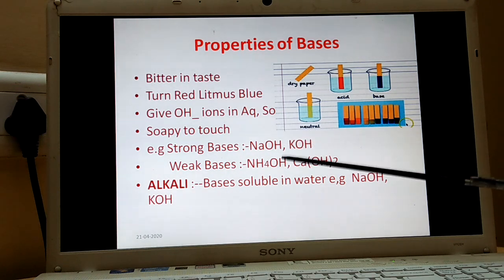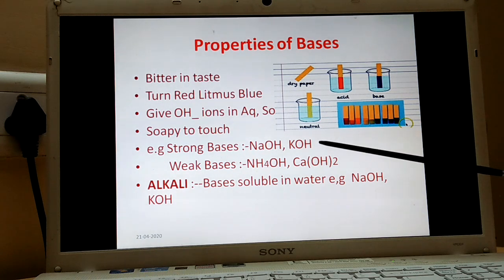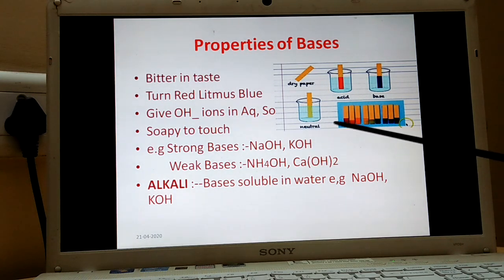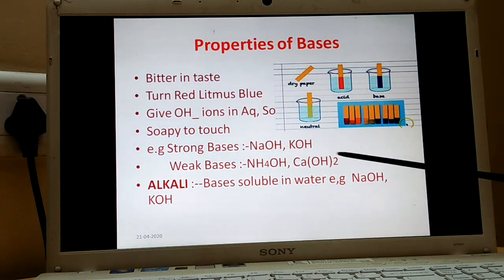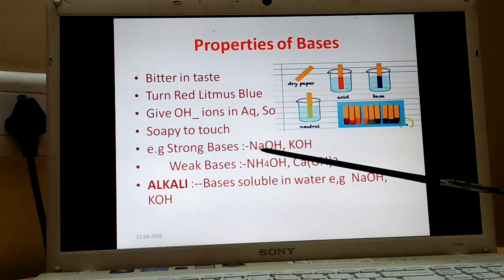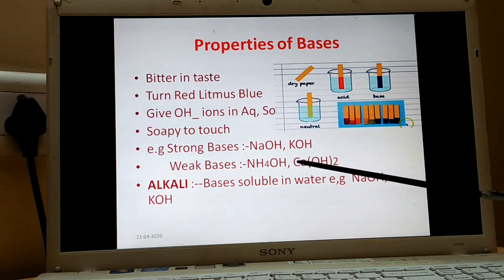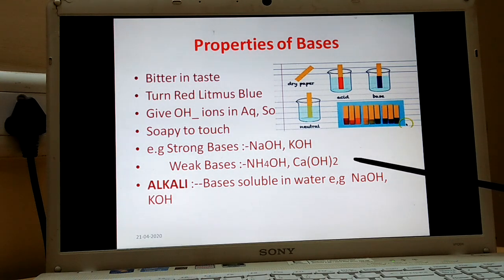Again we can classify the bases into two categories, strong bases and weak bases. Here I have given two examples of strong bases, sodium hydroxide and potassium hydroxide, while the weak bases are ammonium hydroxide and calcium hydroxide. So you should learn these formulas. These are very important. Sodium hydroxide, because the symbol of sodium is Na, and hydroxide OH, so we can write NaOH. KOH, the symbol of potassium is K. You are already aware, you have studied it in the lower classes. Then ammonium hydroxide and calcium hydroxide. Calcium hydroxide is also known as slaked lime.